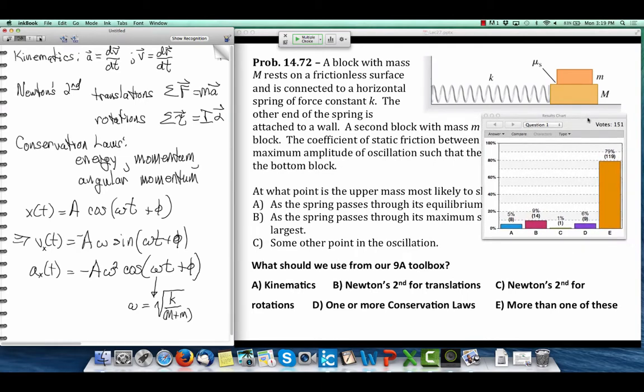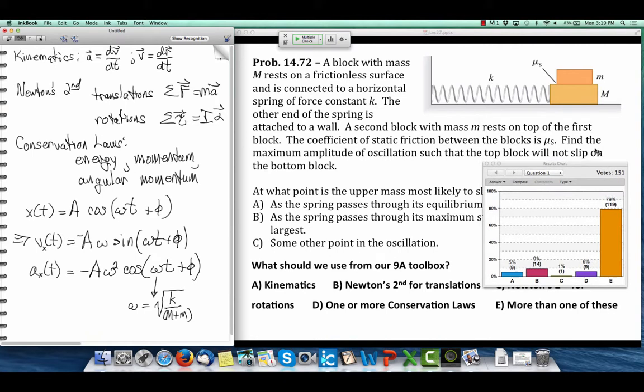So, someone want to tell me, in your own words, what is going on in this problem that you have to use more than one law for? Kinematics for amplitude. You need Newton's second law in order to find out where it will still be at equilibrium. So okay, that's the two laws.